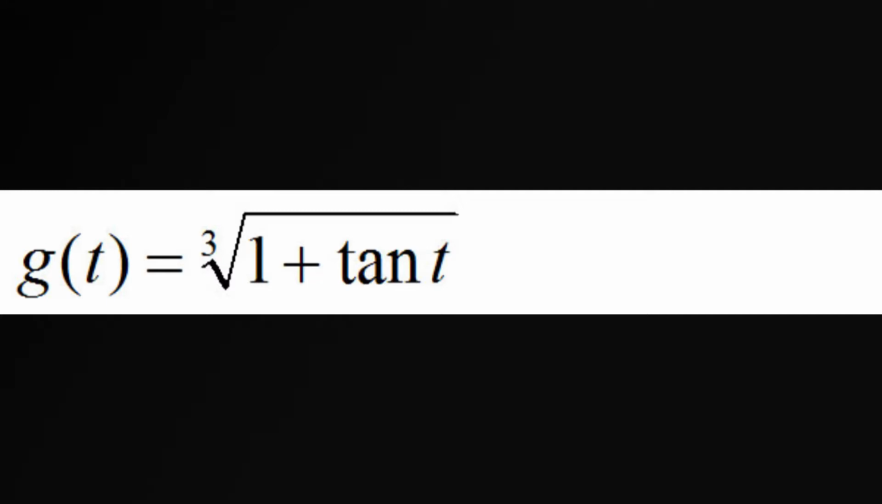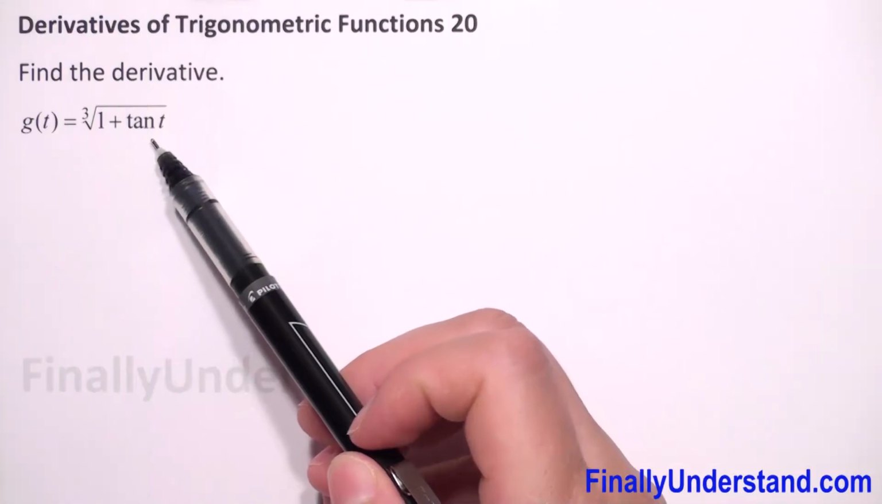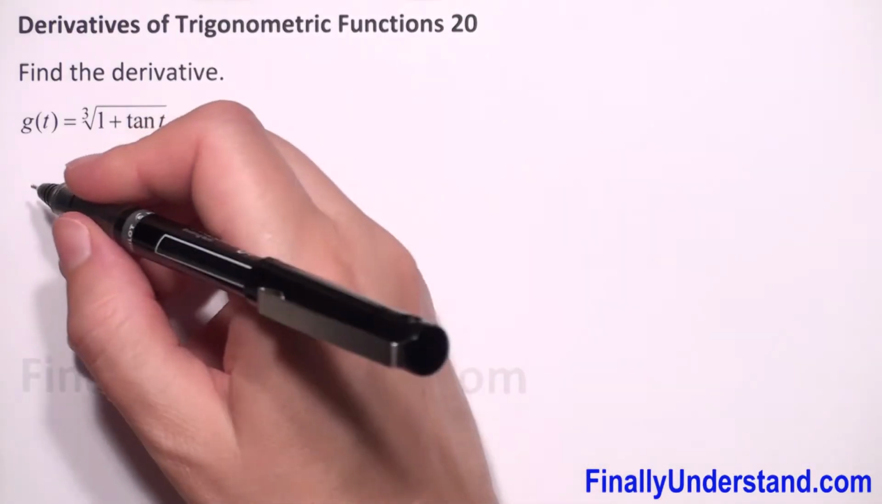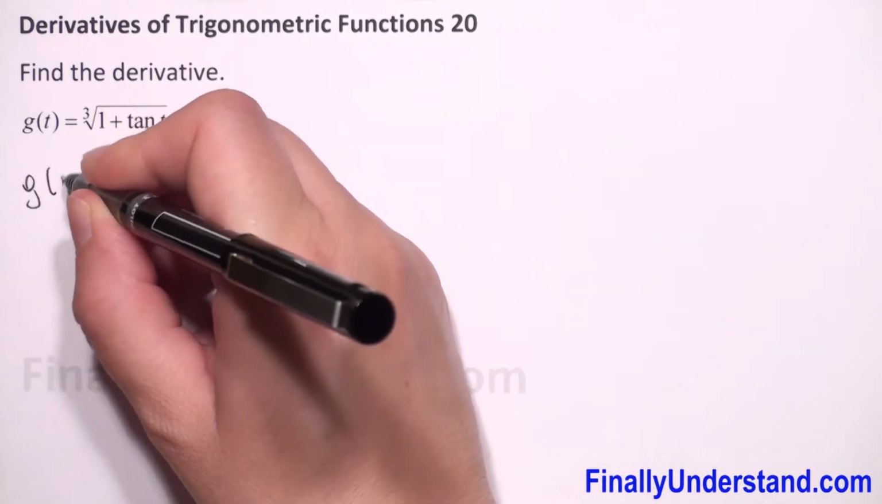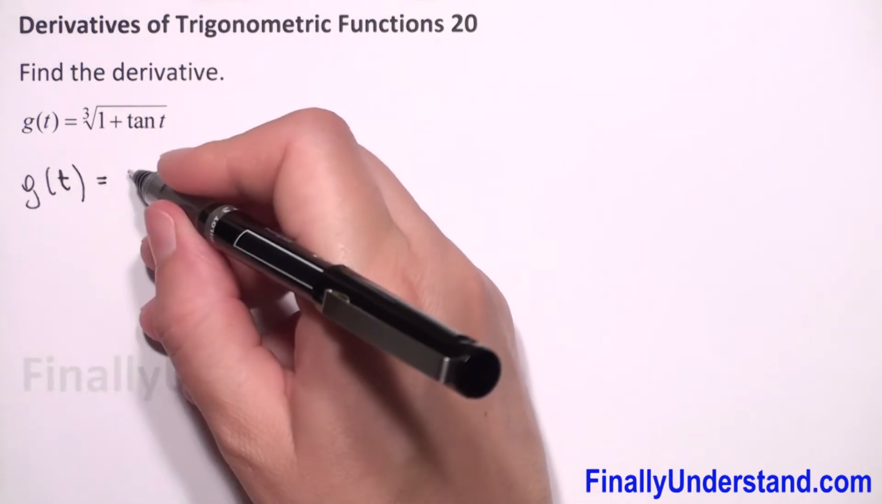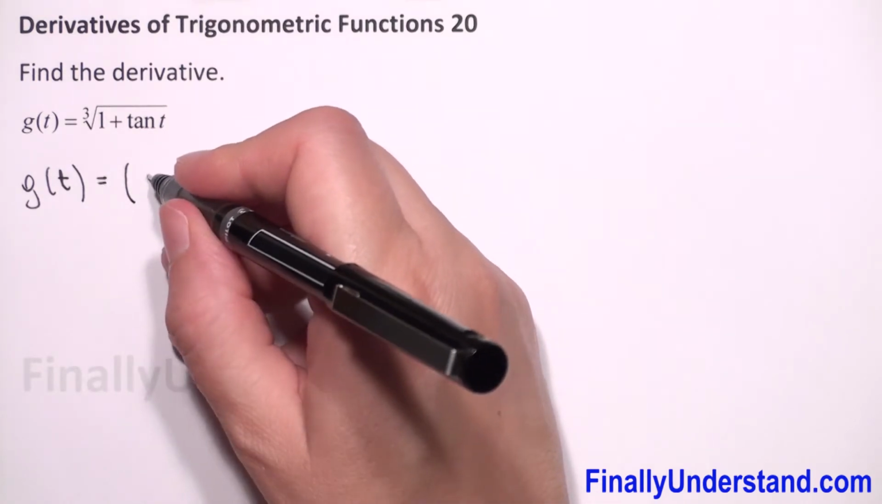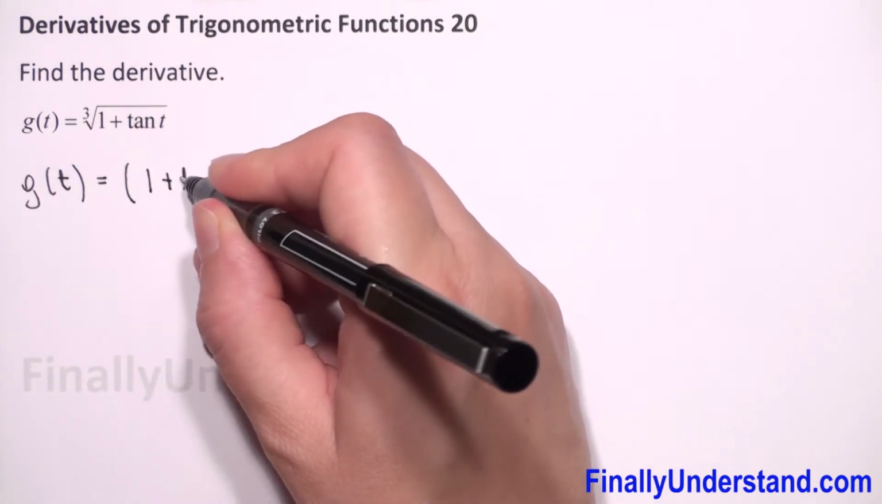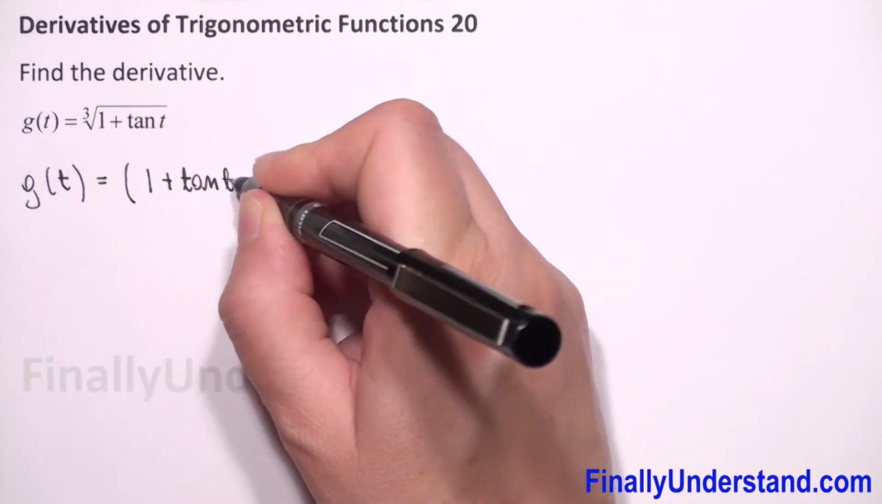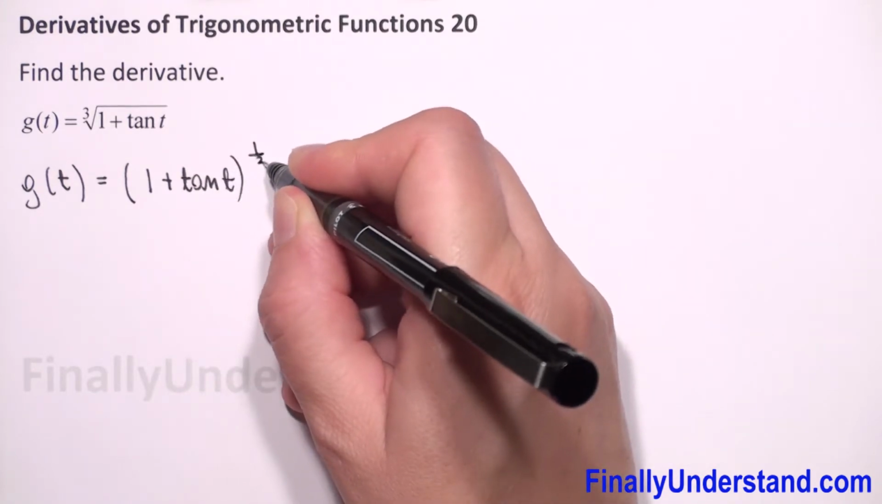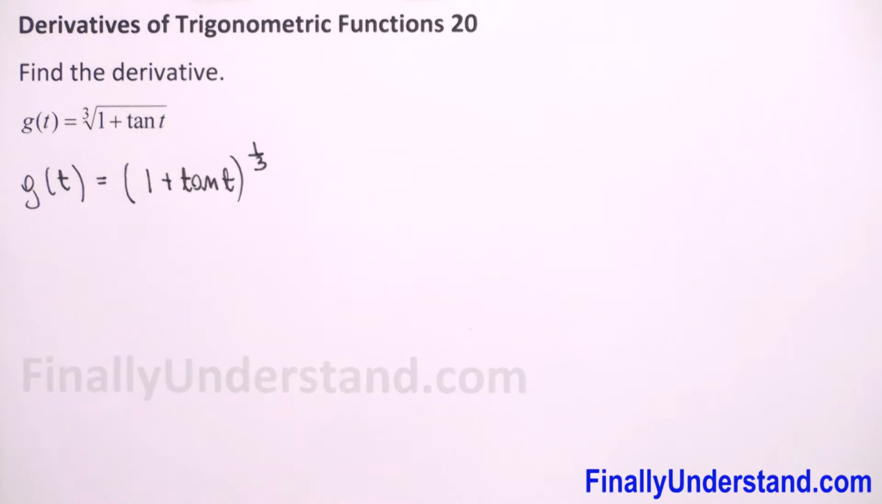Because we have cube roots here, first I will rewrite this function to power form. So we have g of t is equal to, in parentheses, 1 plus tangent of t, to the power 1/3.